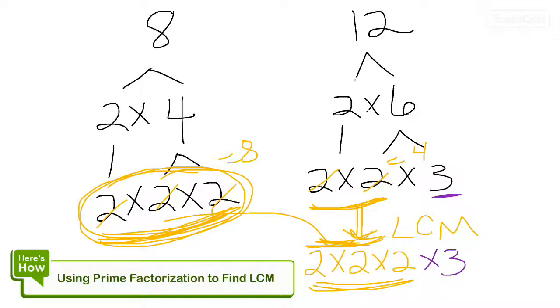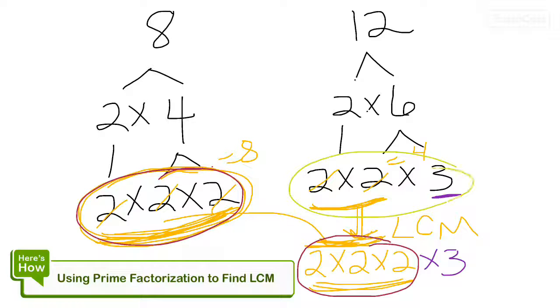So another way to look at this, guys, is that each prime factorization should show up in your least common multiple. So for example, here's my 2 times 2 times 2. I'm going to circle that in that kind of purplish color. And then let me show you where my 2 times 2 times 3 is. That's right here. So they overlap, but they're both in there. And that's what we're looking for.